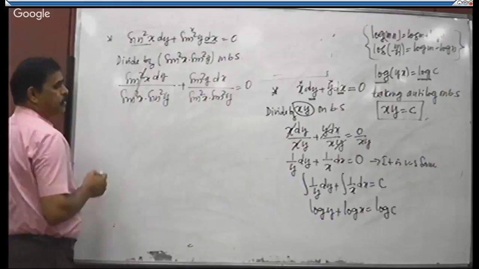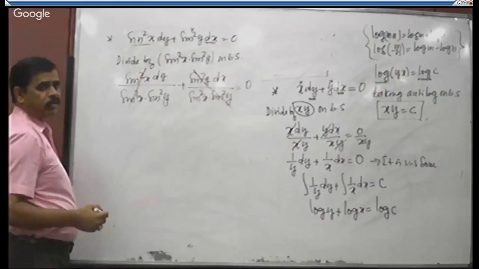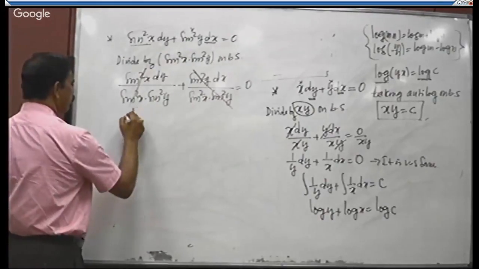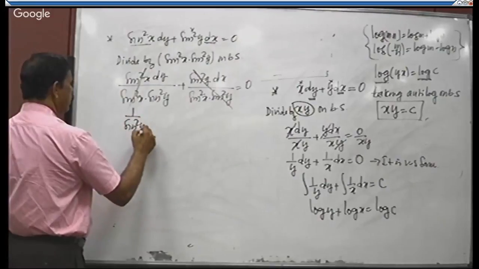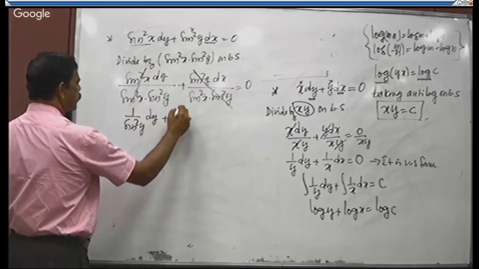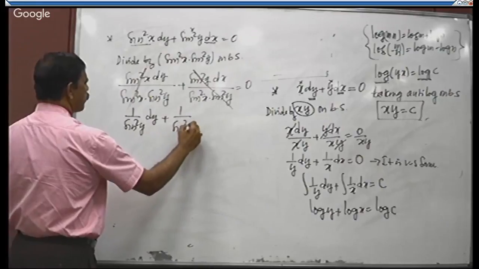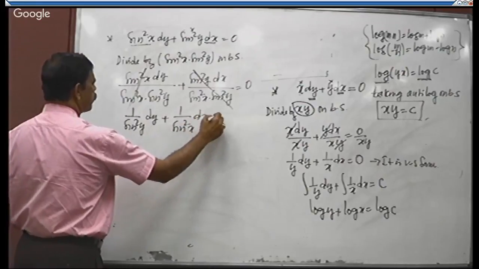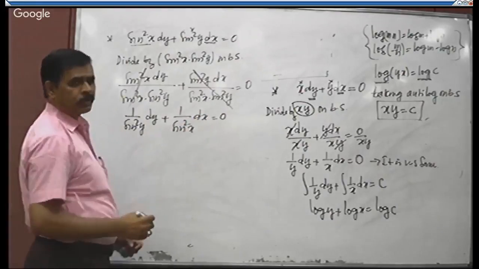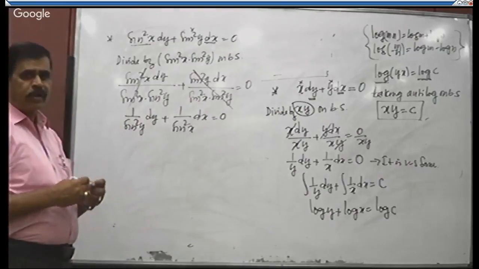One sin square x cancels, sin square y cancels. What is remaining? 1 by sin square y dy plus 1 by sin square x dx is equal to 0. Now check the reduced form.